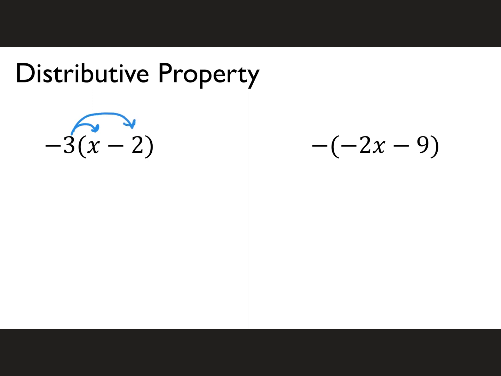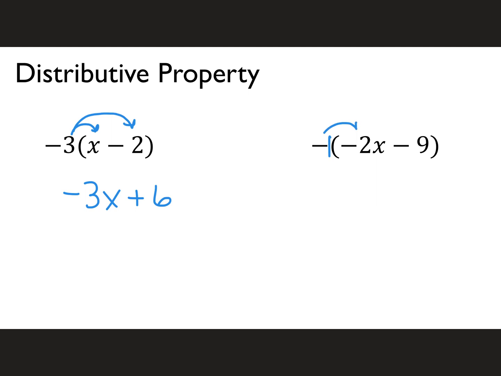Negative 3 times x is just negative 3x. Now, careful. Notice that 2 is a negative 2, so treat it as a negative 2. What is a negative 3 times a negative 2? Well, that would be a positive 6, and I'm going to take that positive and make it a plus sign. Over here, well, isn't it just the same? No, this is actually negative 1.